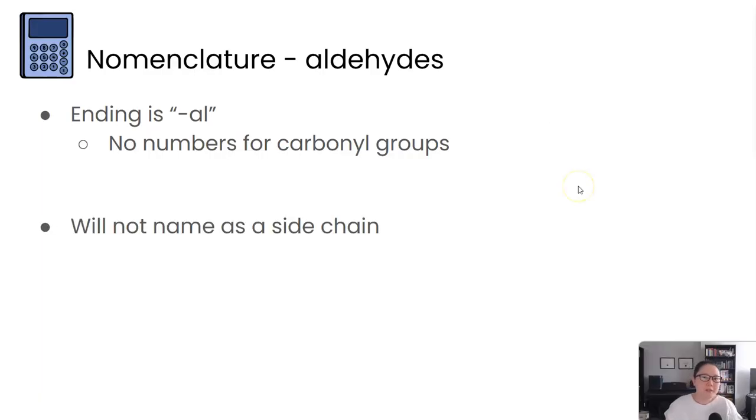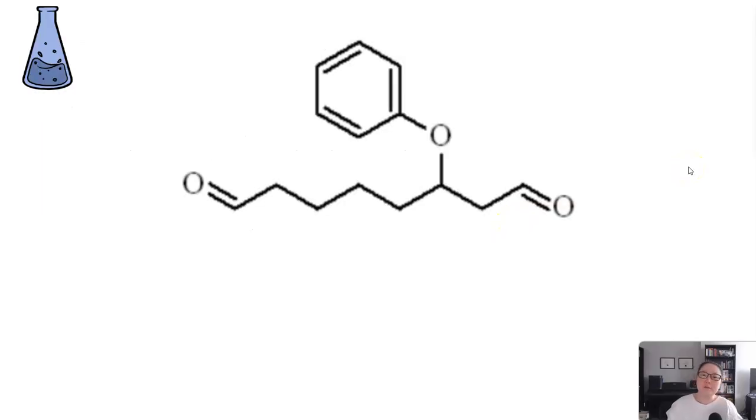Now there may be a way to name an aldehyde as a side chain. I don't even know what it is because I've never encountered it, and you certainly aren't going to be made to do it either. So pause the video, see if you can name this one. Alright, first thing, this is actually a dial because we have carbonyl groups at both ends of this particular hydrocarbon. So that's our parent chain right there.